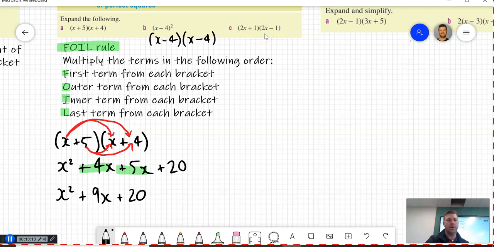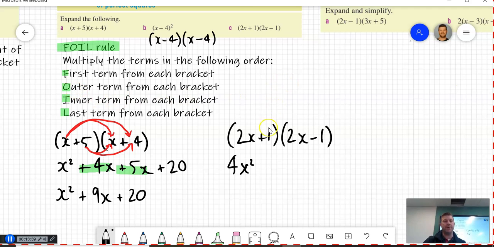So I've got (2x + 1)(2x - 1). Again, I'm going to start with the first term from each bracket. I'm not going to draw the arrows this time, but the first term in the first bracket is 2x. The first term here is 2x. So 2x times 2x is 4x squared. Then I'm going to do the outer term from each bracket. So 2x times negative 1. So minus 2x.